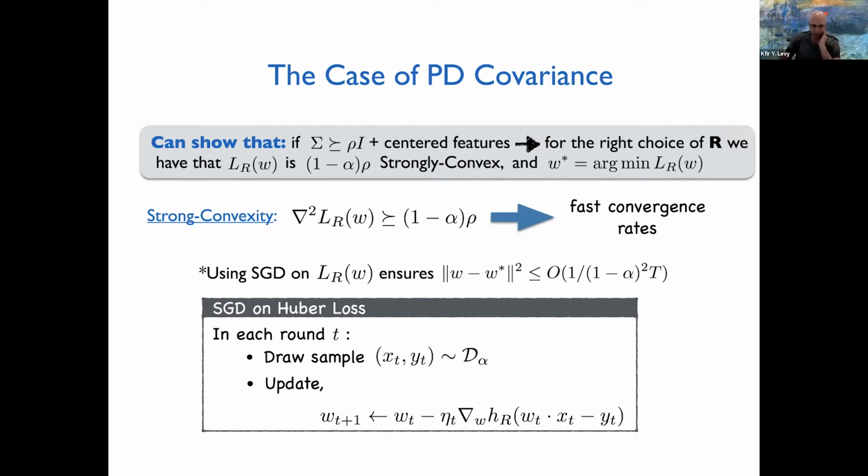Okay, so this is a fairly immediate result given the strong convexity and the fact that W star is the optimal solution, or the global solution, of LR of W. And I just want to tell you that this version of stochastic gradient descent actually requires knowledge of the strong convexity parameter, and the strong convexity parameter, 1 minus alpha rho, actually depends on alpha, the fraction of points that the adversary perturbs. So this version actually requires the knowledge of alpha. We'll mention this again later on.